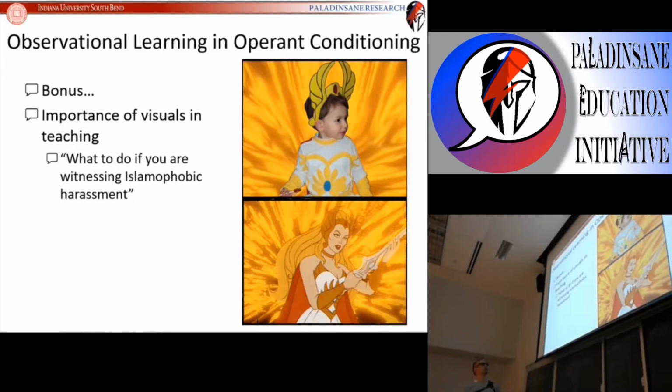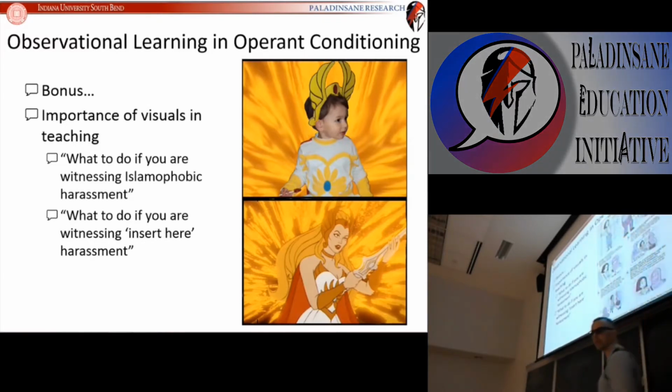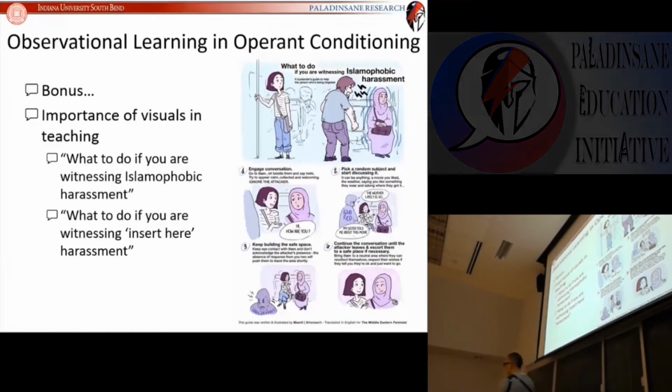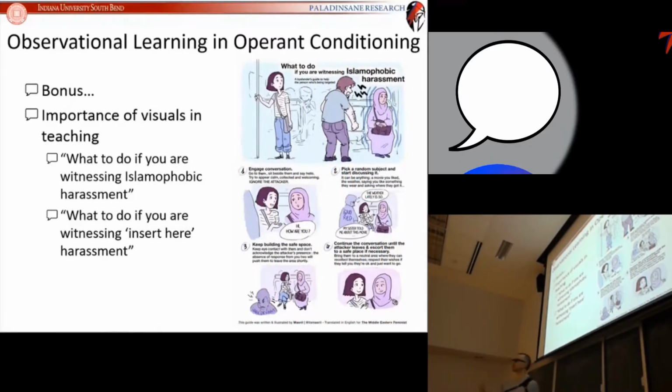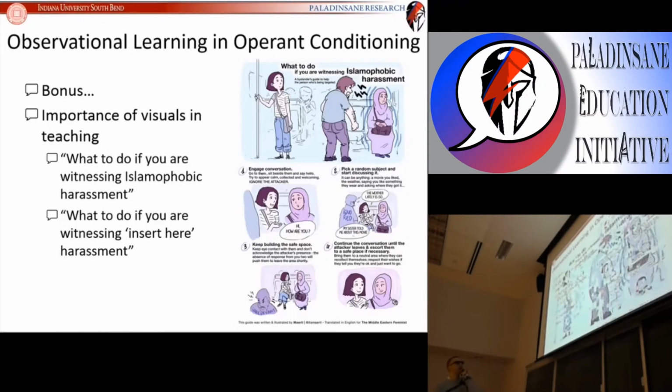And this comes from a pamphlet that came about as a result of, once again, somebody's election. What to do if you are witnessing Islamophobic harassment. So basically this can be generalized to what to do if you are witnessing, insert here, whatever harassment you might have seen. So this was a pamphlet that was going around, and it uses observational learning in 2 different ways. So we'll take a look at it kind of step by step.